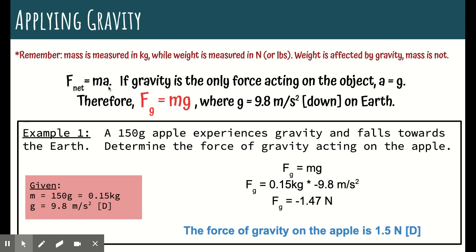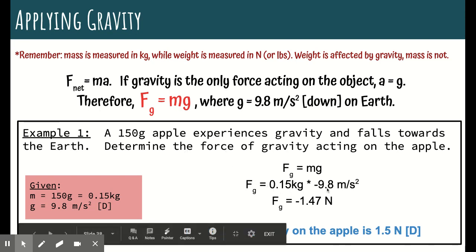Knowing that this is our formula for net force, if gravity is acting on the object, we're going to consider a as g. Therefore, the force of gravity is going to be equal to the mass times gravity. And on Earth, like I just said, that is 9.8 meters per second squared down, or negative 9.8. So in this example, we have a 150-gram apple experiencing gravity, and it falls towards the Earth. Determine the force of gravity acting on the apple. So the force of gravity is going to be the mass times gravity.